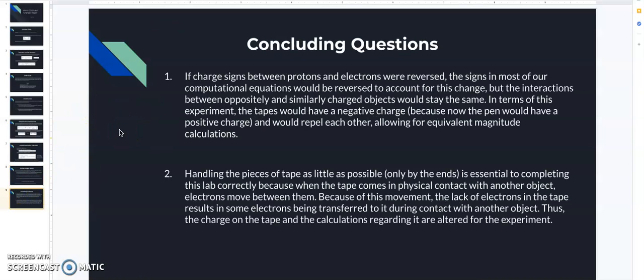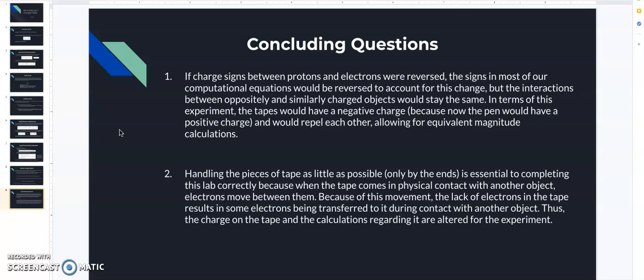We have two concluding questions. First, if the charge signs of protons and electrons were reversed, the signs of most of our computational equations would reverse, but the interactions between oppositely and similarly charged objects would be the same. In terms of the experiment, the tapes would now have a negative charge because the pen would have a positive charge, and they would still repel each other, allowing for equivalent magnitude calculations.